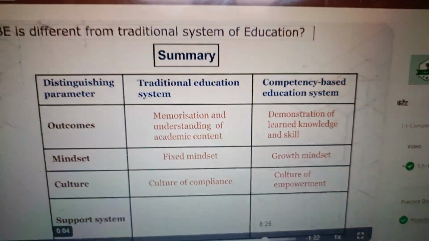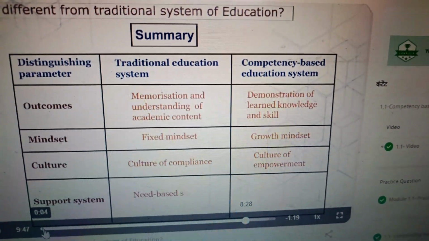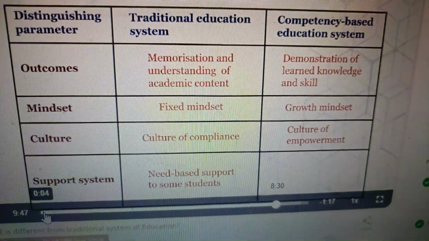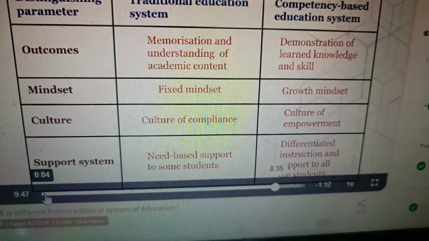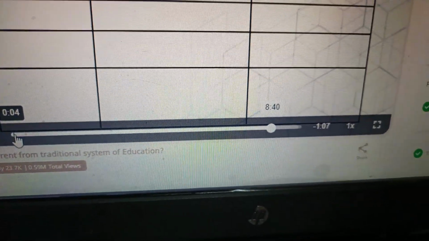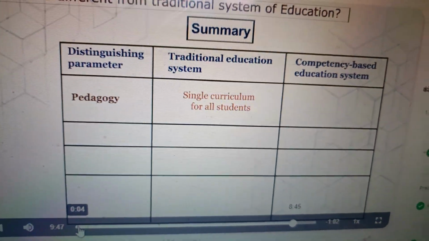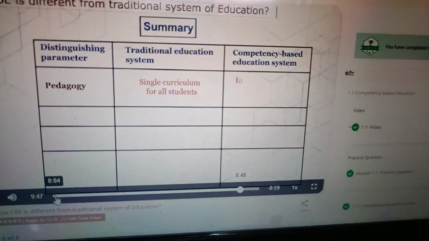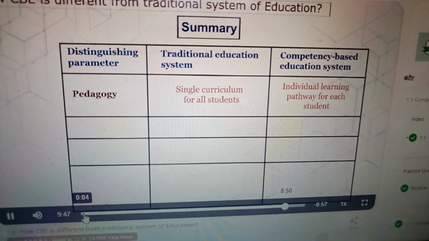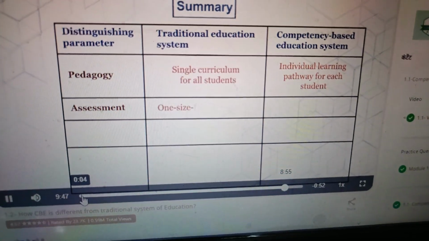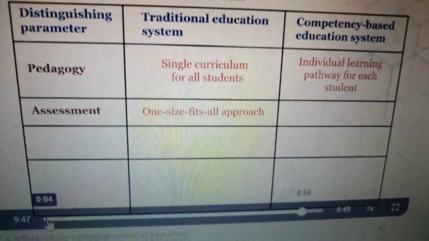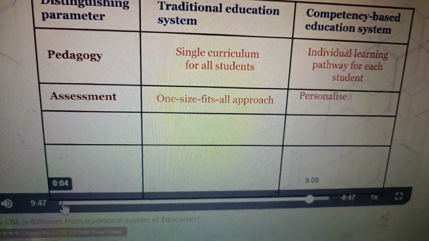The support system in the traditional system is need-based for a few students, whereas it is a differentiated instruction support system for all the students in CBE. When compared on pedagogy, the traditional education system has a single curriculum for all students, whereas CBE offers individual learning pathways for each student. The traditional education system has a one-size-fits-all approach to assessment, whereas CBE has a personalized learning approach for assessments.